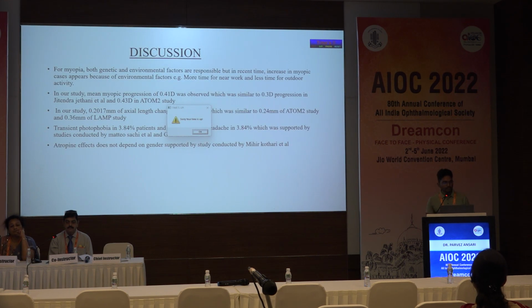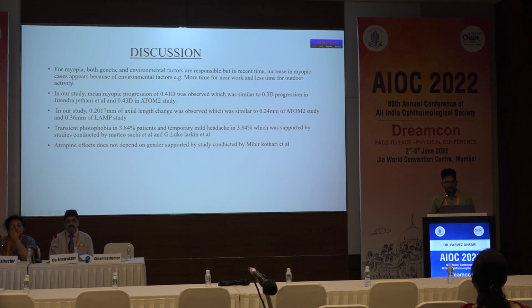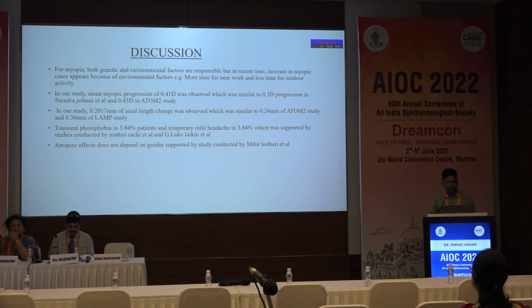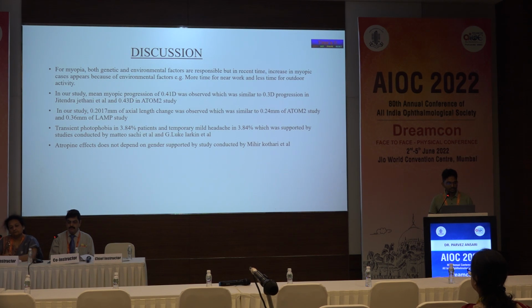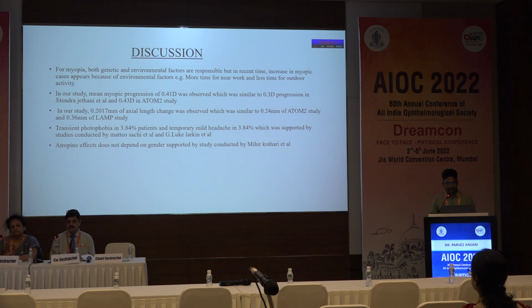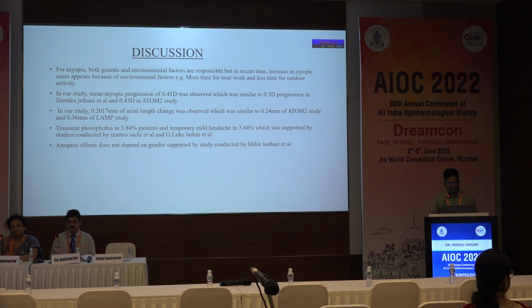Discussion. For myopia, both genetic and environmental factors are responsible, but in recent times the increase in myopia cases appears because of environmental factors such as more time for near work and less time for outdoor activity. In our study, mean myopia progression of 0.41 diopter was observed, which was similar to 0.3 diopter progression in the Jitendra Thaini study and 0.43 diopter in the ATOM 2 study.